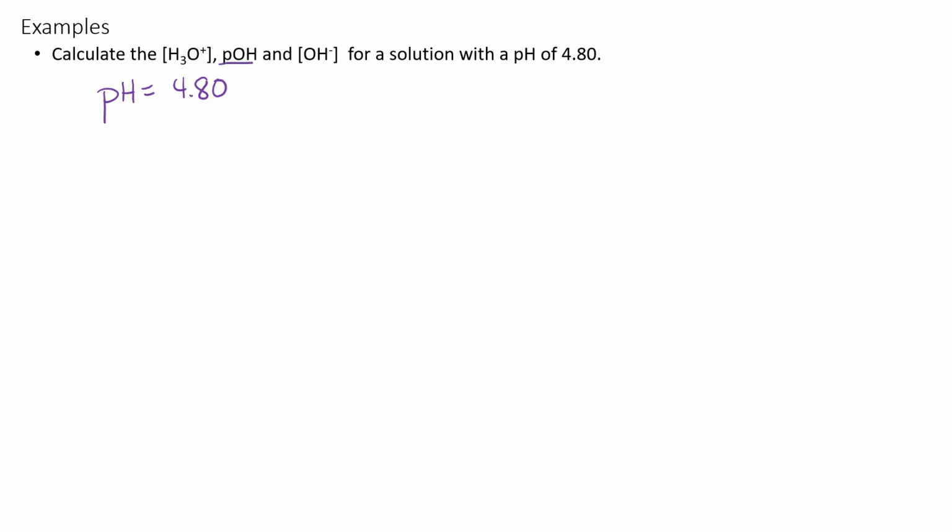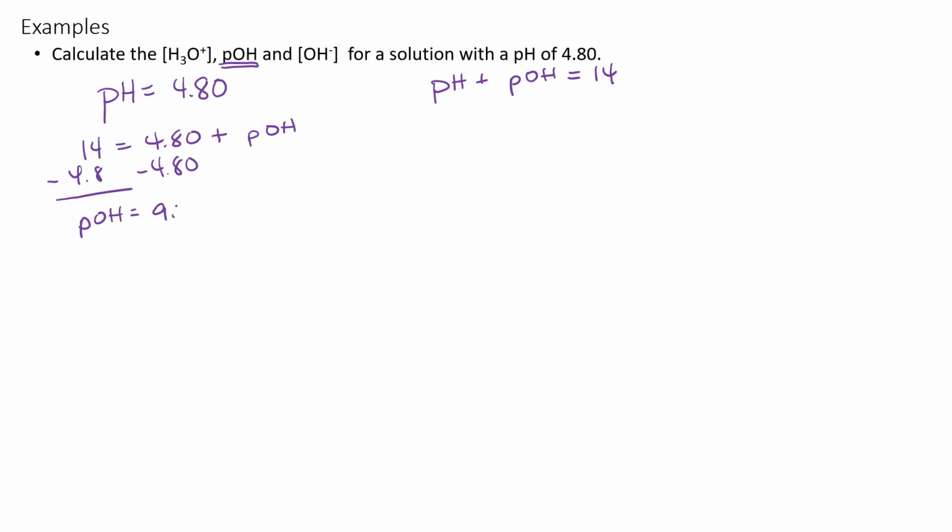So first, the easiest one for me to find would be this, because the relationship of pH and pOH is, if you add them together, you get 14. So if I do 14 is equal to 4.8 plus the pOH, and then I'd subtract 4.8 from both sides, I get that my pOH is equal to 9.20.